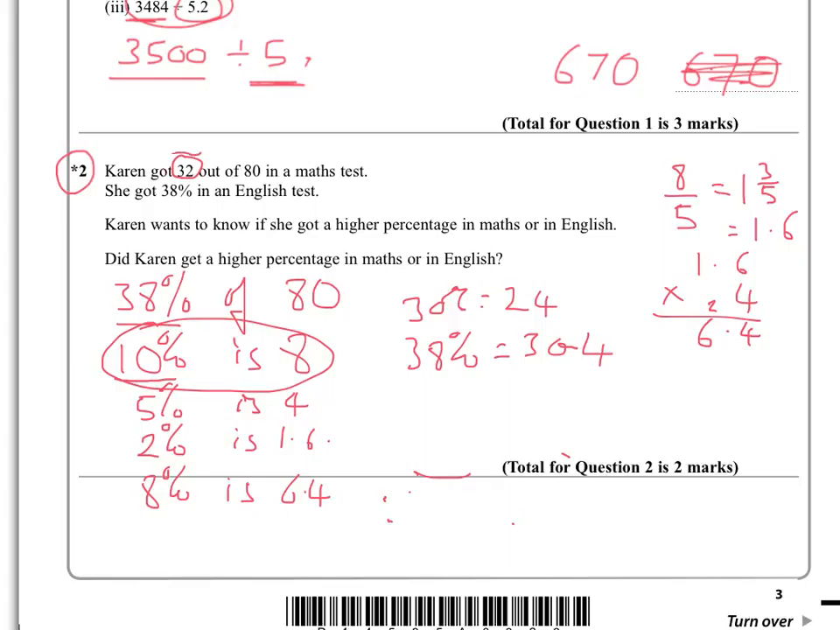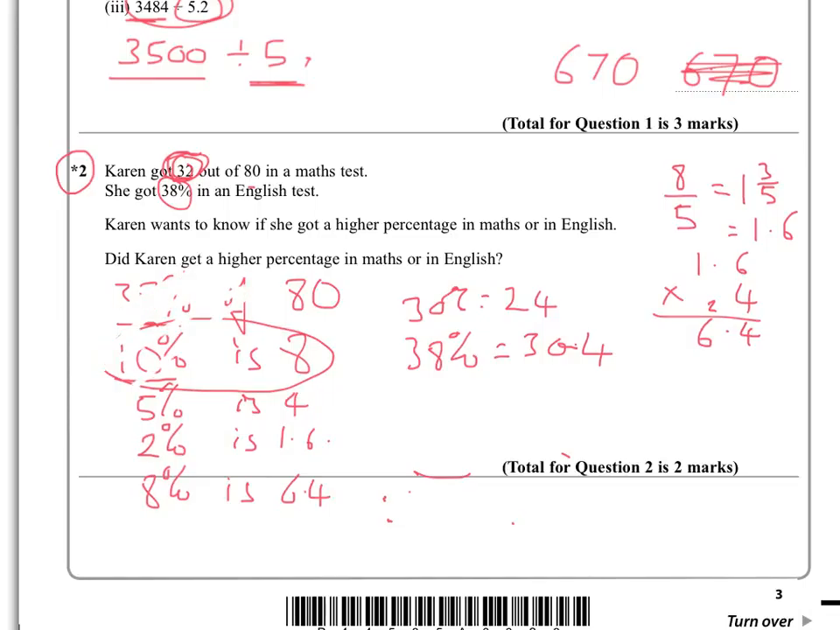So she got 32 out of 80 in maths, she got 38% in English, so 38% is less than 32 out of 80. So did she get more in maths or English? Well, she got a higher percentage in maths. So that's one way of doing it. Now, there is another way of doing it.